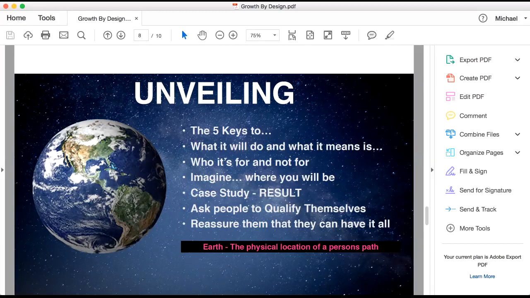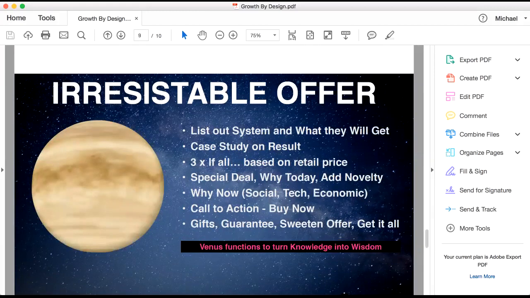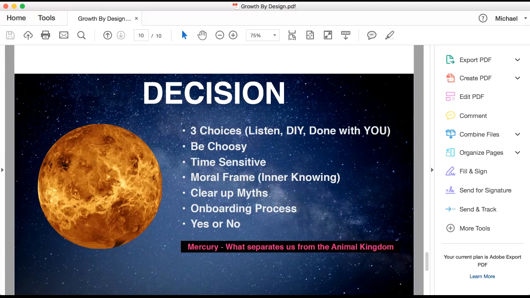This is all the nuts and bolts, who it's for, who it's not for. Getting people to qualify themselves back to you, reassuring them that they can get where they want to go. The irresistible offer, listing out the whole system, case studies, 3 if-alls based on the retail price, then getting into why now, doing a special deal, adding some novelty, asking them to buy, putting in your gifts, your guarantees, those type of things. And finally, your decision.